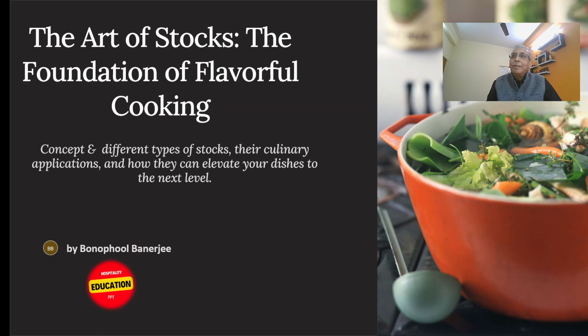Today, without talking about anything else, we have decided to talk about the art of stocks, the foundation of flavorful cooking. The word stock is very important in international cuisine. What do we say exactly about the word stock? It is nothing but a foundation liquid.